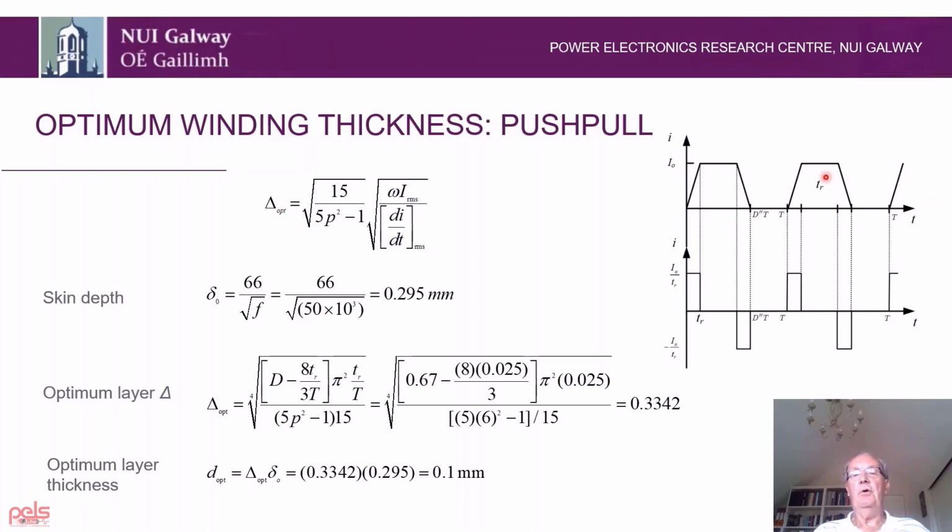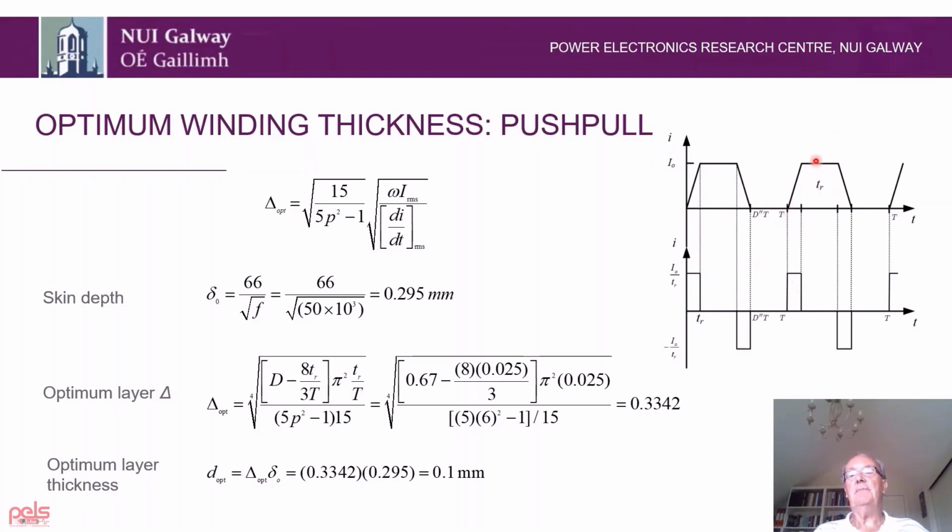Here's a push-pull, and we have a rectangular waveform in the primary, and we can't use an ideal rectangle here because in reality there's a rise time and a fall time associated with the current, but that rise time and fall time will give us a derivative waveform here. So here's the waveform, and here's this derivative.